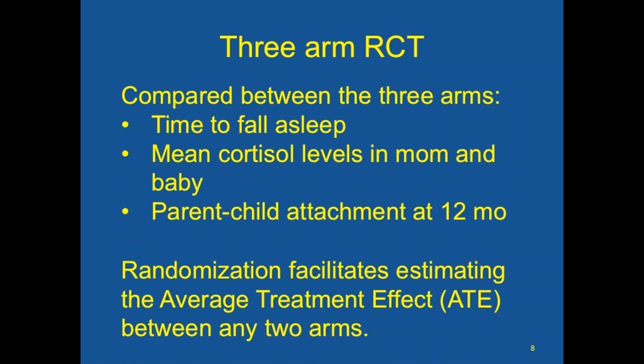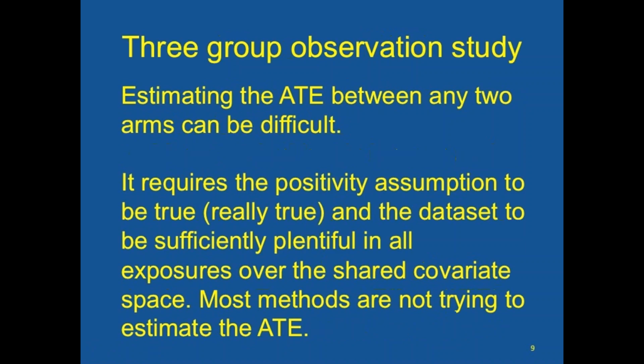Now, randomization is nice because it lets us actually estimate that thing. In general, when we move to observational studies, that really can be a hard thing to estimate. It really requires that the positivity assumption be true and really true. That is, that assumption that whatever a person's set of covariates, there's some chance that they could have received any of the exposures. Often in an observational data set, that's not true unless you have very careful inclusion criteria that force it to be the case.